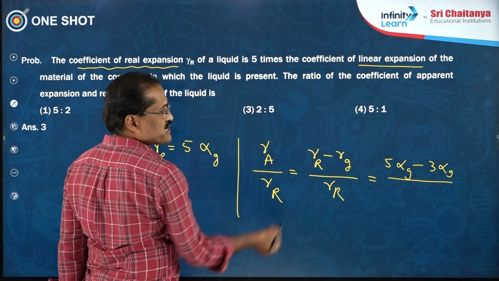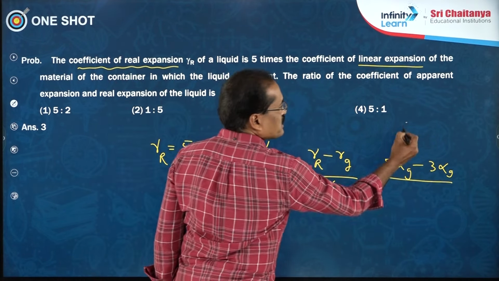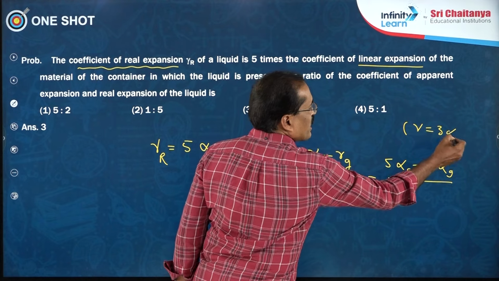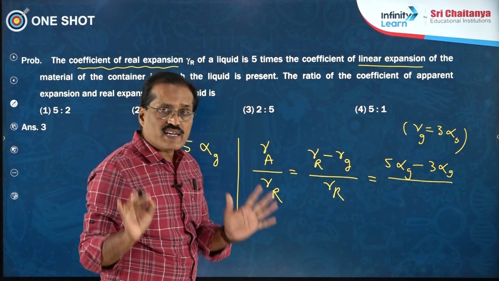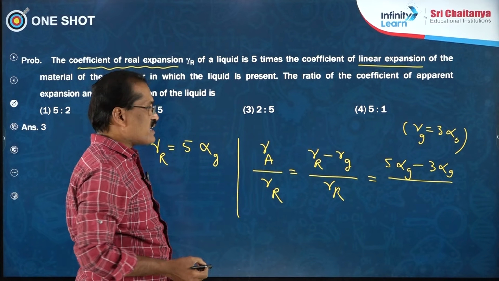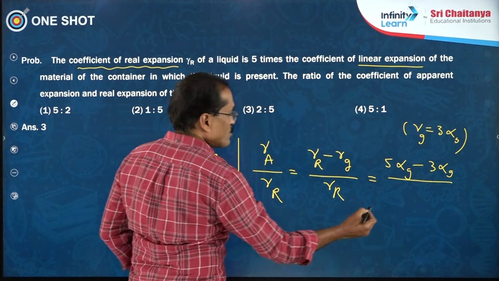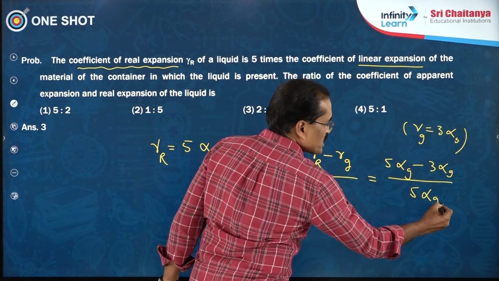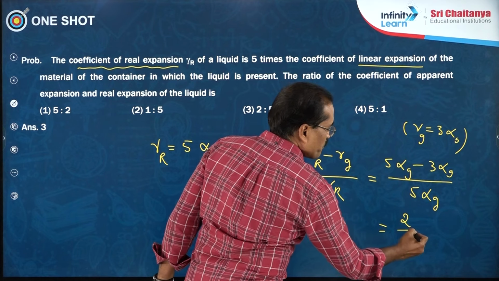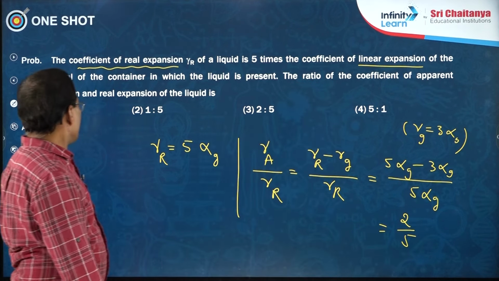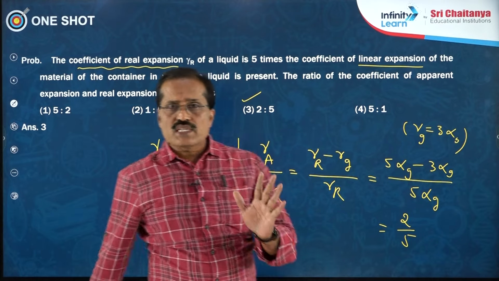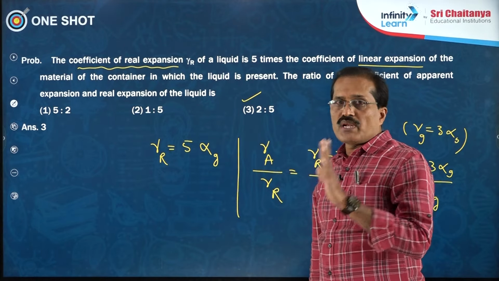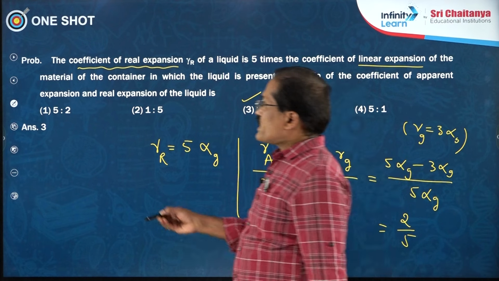because you know gamma is equal to 3 alpha. I will write it: gamma of G is equal to 3 alpha of G. G is nothing but glass; I am not saying that it is only glass, for any vessel we are taking the symbol G as glass itself. So gamma R is equal to 5 times, and we can see 2 by 5. So, the answer will be 2:5. Okay, children, these are mostly one-formula based calculations. Now, we will go to the next one.